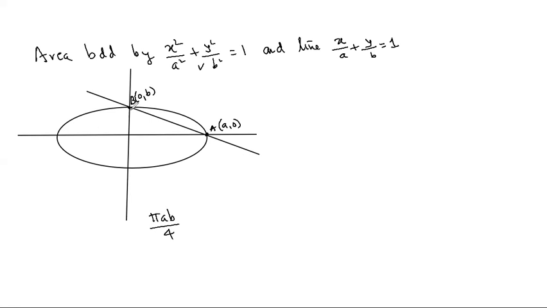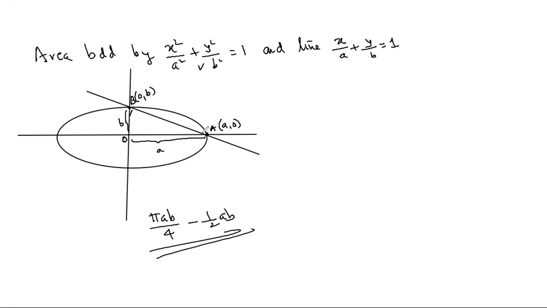What is the area of this triangle? Triangle OAB. The area is half times base times height. OA is A, this length is A, and this length is B. So half AB. This is your answer. This you can do mentally, but if you are integrating, then you will have to do it by the whole procedure.